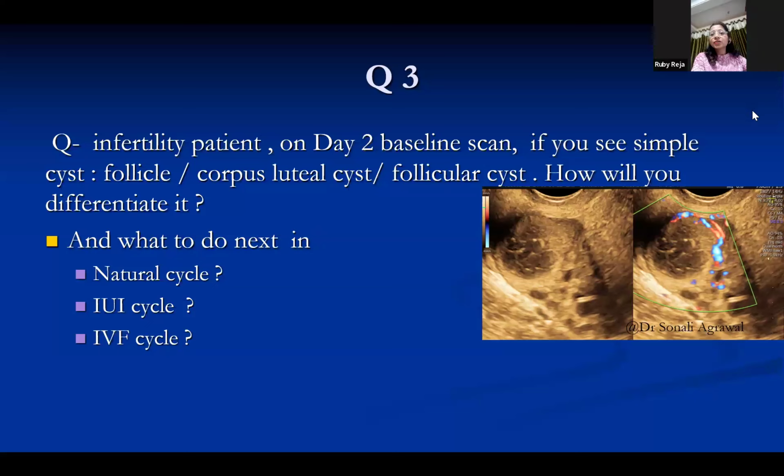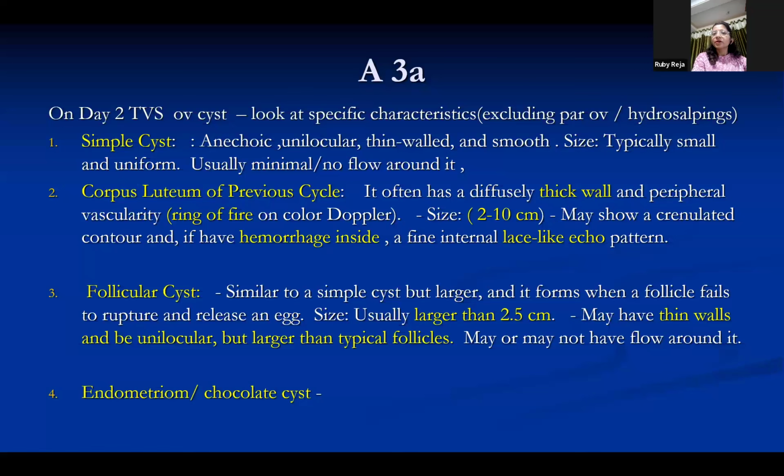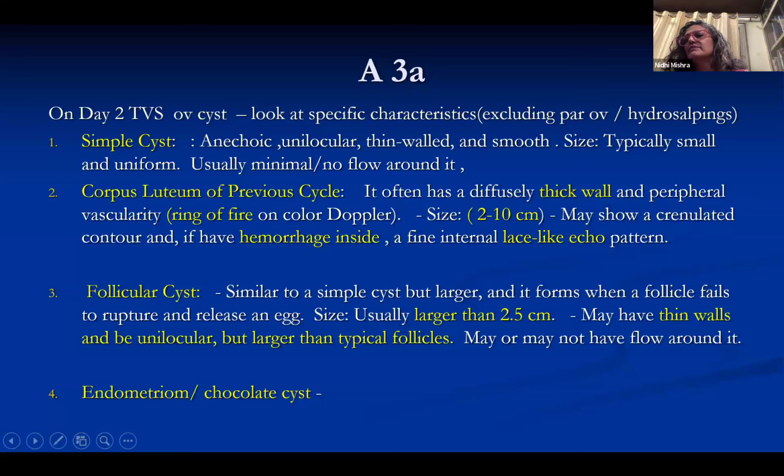Actually, to differentiate, we will see whether it is a follicular or corpus luteal cyst. If size is more than 10 mm, then it will be a follicular cyst, and then we will see flow. A follicular cyst will not show any kind of flow, while a corpus luteal cyst will show flow, and the walls are very thick, and thick echogenicity we will see. By this we can differentiate. Also we can see the endometrium, whether it is thick or not. If it is a corpus luteal cyst, then the endometrium will be thickened in the baseline scan.